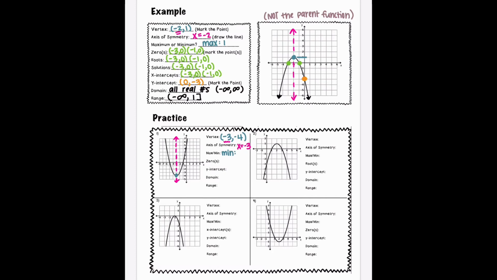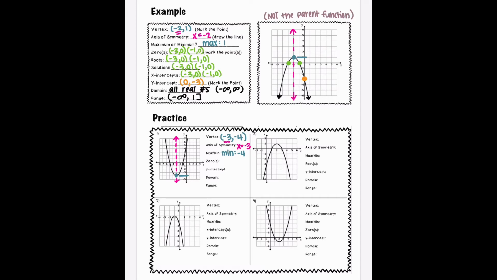And where does it stop? Like, what is the minimum y value? If you look over, the graph gets as low as it goes at -4, so -4 is the minimum.